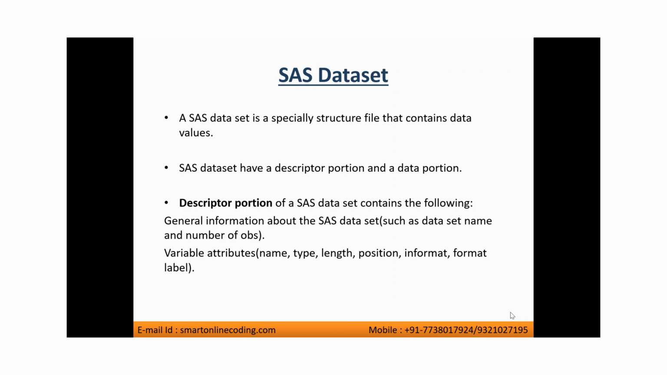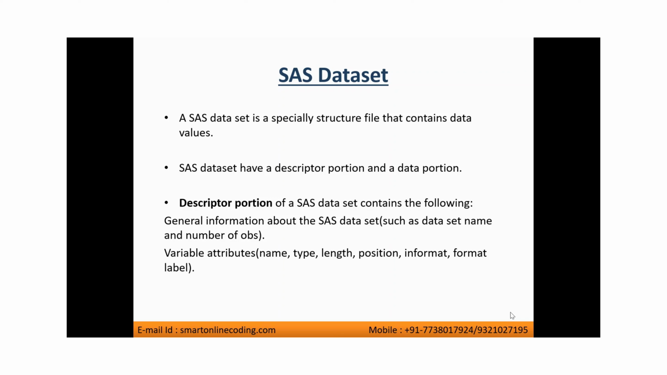A SAS dataset is typically a structured file that contains data values. A SAS dataset has a descriptor portion and a data portion. So any SAS dataset has these two major portions: one is the descriptor and the other is the data portion. Let's walk through these two points now. The descriptor portion of a SAS dataset contains the following information. First is the general information, second is the variable attributes. General information, as the name suggests, is the basic information, like the dataset name and the number of observations.